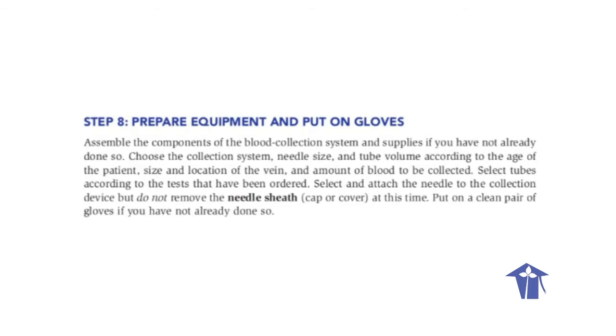Step 8. Prepare equipment and put on gloves. Assemble the components of the blood collection system and supplies if you have not already done so. Choose the collection system, needle size, and tube volume according to the age of the patient, size and location of the vein, and the amount of blood to be collected. Select tubes according to the tests that have been ordered. Select and attach the needle to the collection device, but do not remove the needle sheath, cap or cover at this time. Put on a clean pair of gloves if you have not already done so.